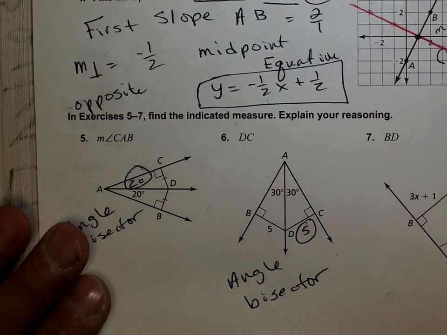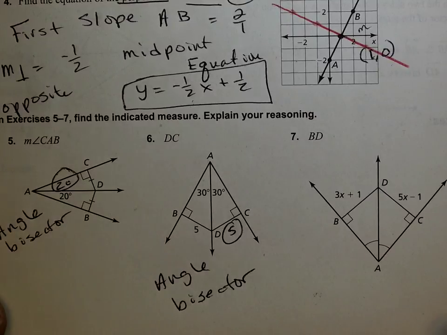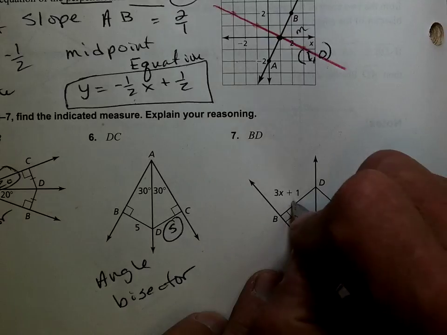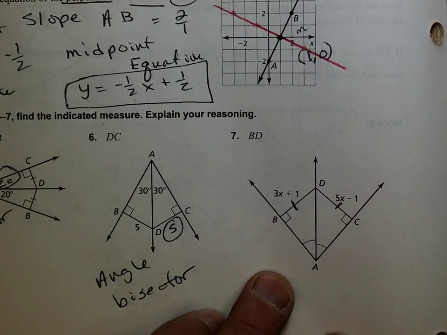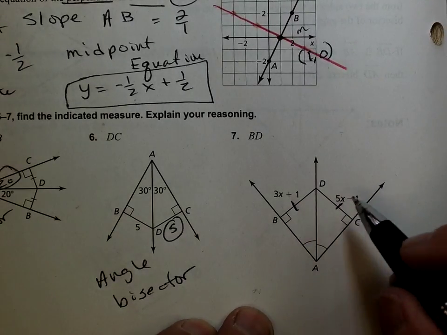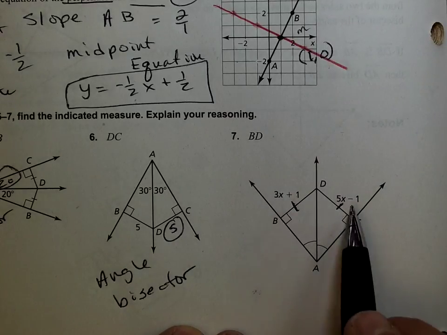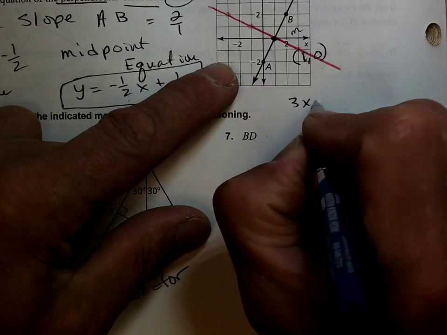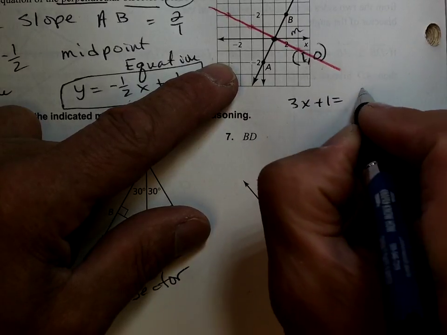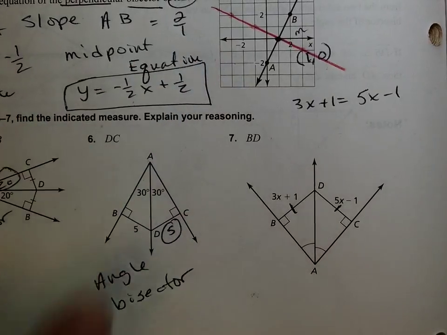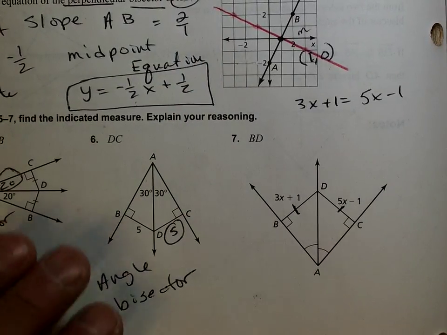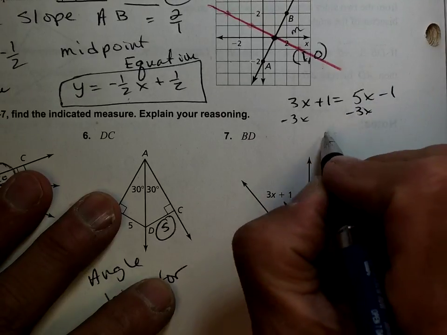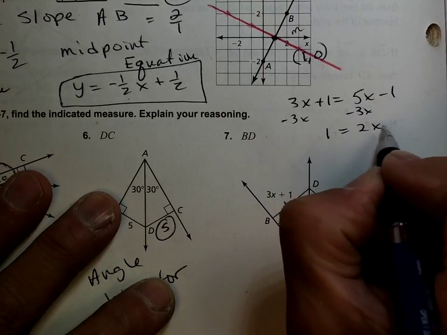Now BD, am I going too fast? Okay. BD, I know that this side is equal to this side because I've got an angle bisector, okay? So what I have to do then is set this one equal to this one and solve. Well, I can do that. What's 3x plus 1 set equal to 5x minus 1, right? And I've got to solve. I'm going to go minus 3x: 1 equals 2x minus 1, right?